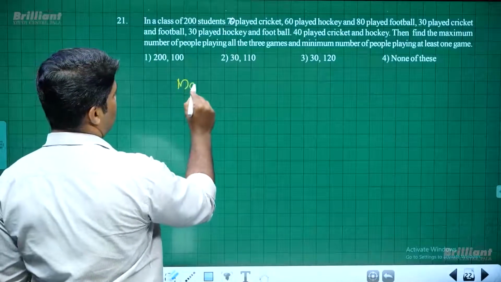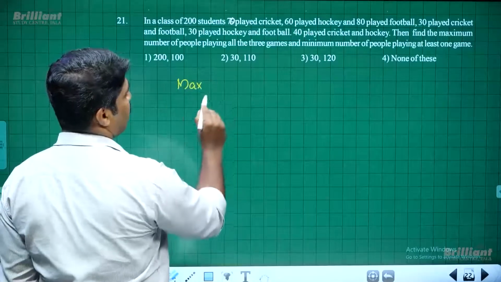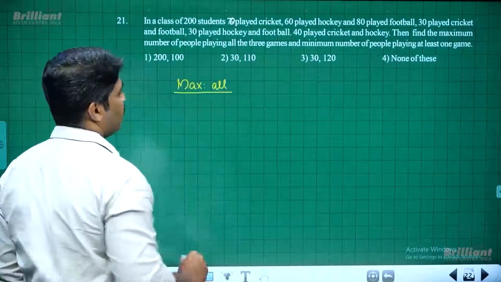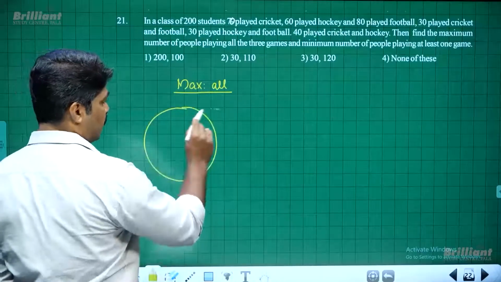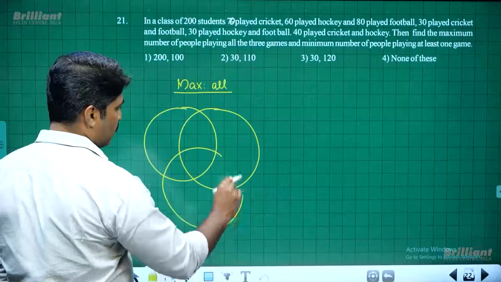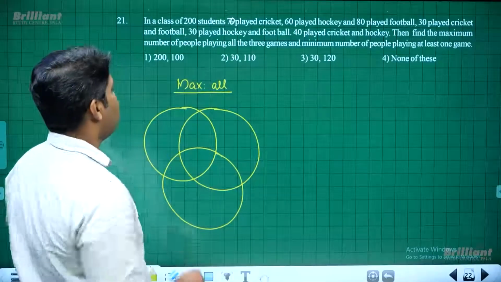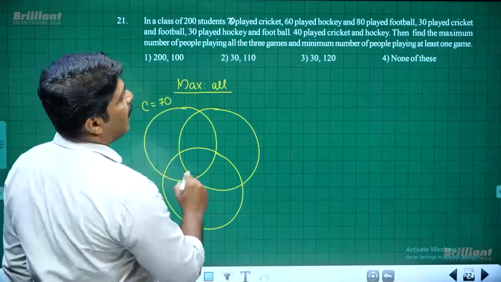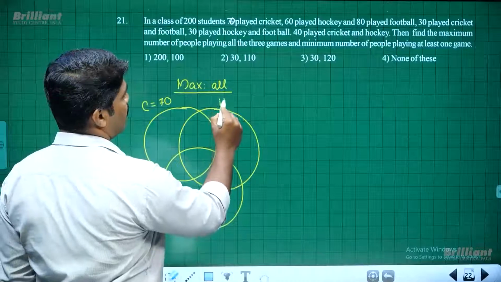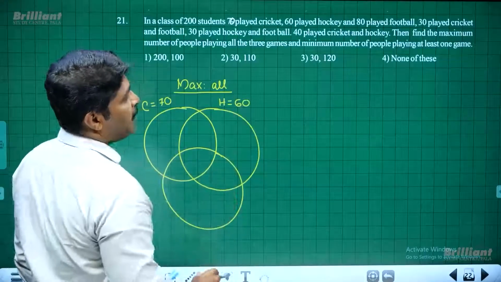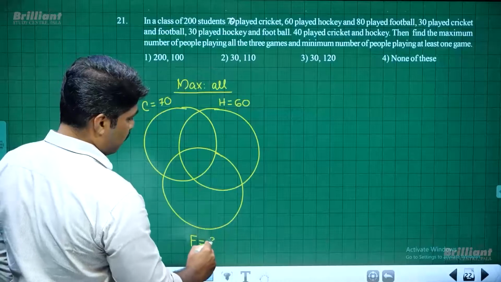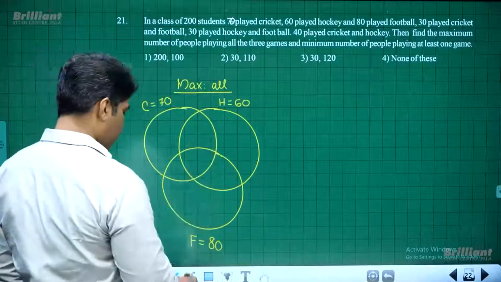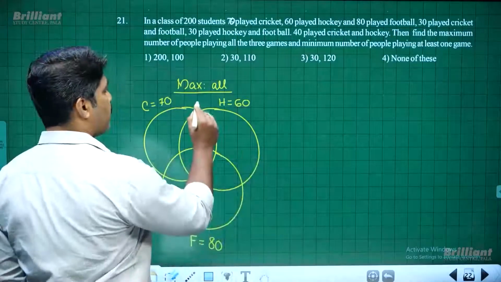So first case, the maximum number of students playing all the games. So here we consider 3 sets. Clear? Which are these 3 sets? Cricket, 70 played cricket, and 60 played hockey, so hockey 60, and 80 played football. Here it is given that 30 played cricket and football. So this region, if you are considering this region, is cricket and football.